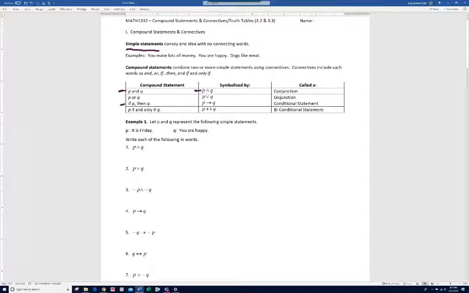All right, so let's go ahead and do several problems. On example 1, it says let P and Q represent the following simple statements. Statement P is it is Friday, and statement Q is you are happy. Write each of the following in words. So I've given you the symbols, and then you've got to write the actual words. On the first one here, this is P and Q. So we would say it is Friday and you are happy.